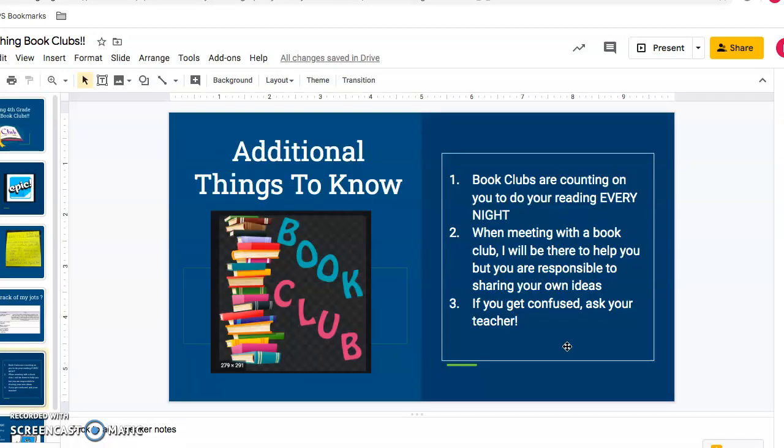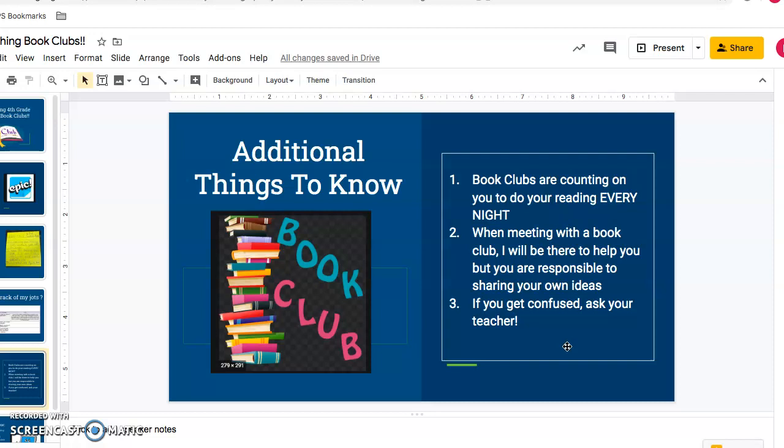Additional things that you need to know. Your book clubs are really counting on you to do your reading every night. Since we're at home and we don't have many outside sports or things going on right now, the amount of reading that you're going to be asked to do is going to be a little bit more than you're used to. However, it is really going to be a great chance for us to still push ourselves to grow as readers. The only way we become better at reading is by reading.